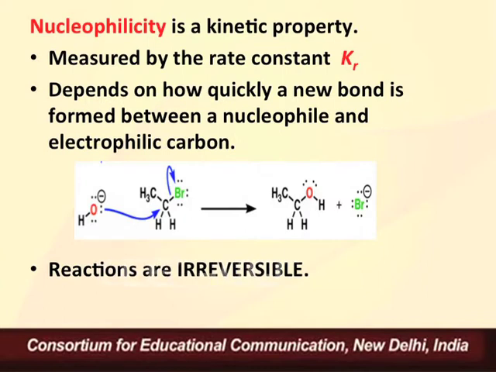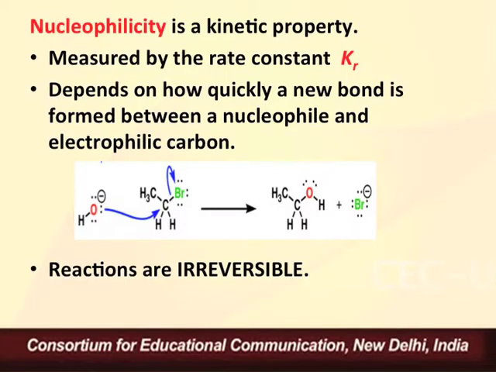Now if we talk of nucleophilicity, then nucleophilicity is a kinetic property because as we know, most nucleophilic reactions are not reversible. Since they are not reversible, we cannot measure them by equilibrium constant. That means we will have to measure the rate of this reaction by a rate constant. This will depend on how quickly a new bond is being formed between a nucleophile and an electrophilic carbon.